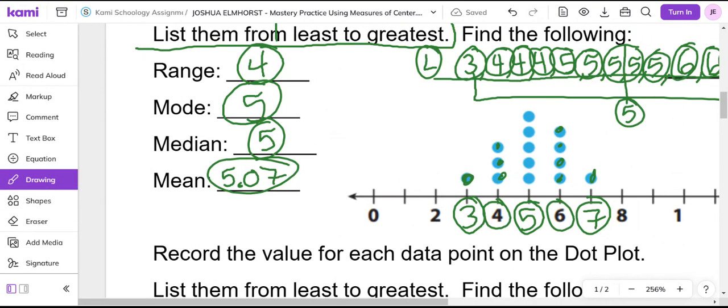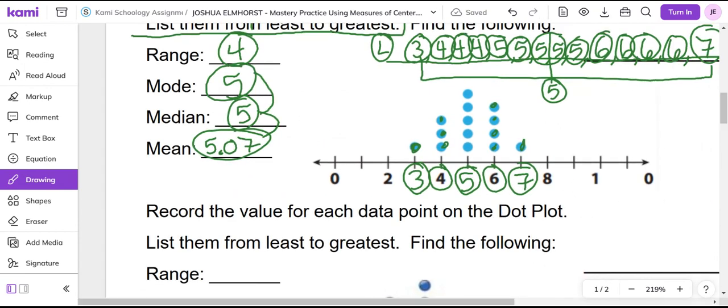All right, what's the range? 4. What's the mode? Okay, what's the median? What's the mean? So when we analyze the data, notice the mode, the median, and the mean are all very close to 5. So that means the data is centered.